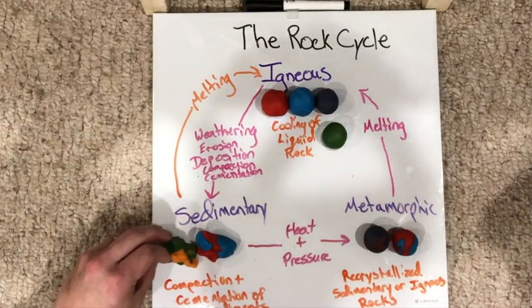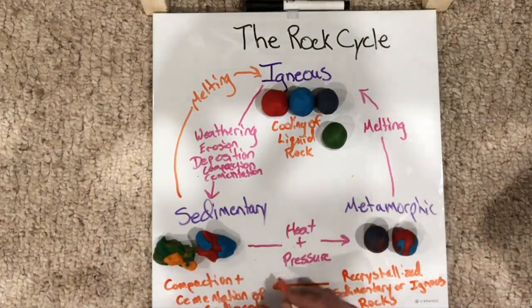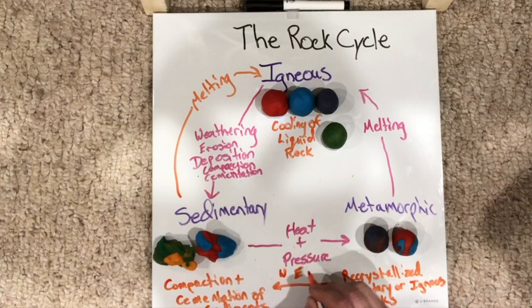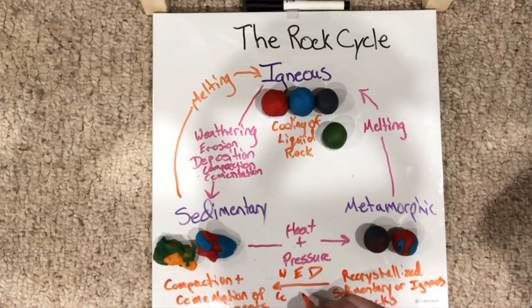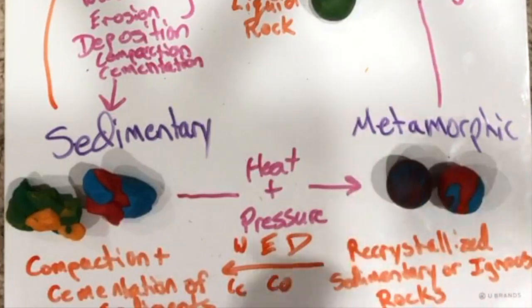So, through that same exact process that we underwent last time, weathering, erosion, deposition, cementation, and compaction, or I should really say compaction and cementation separately since compaction comes first, we get a metamorphic rock back into a sedimentary rock.